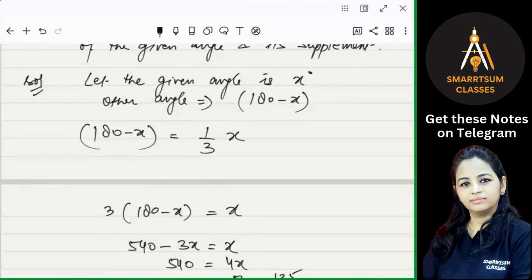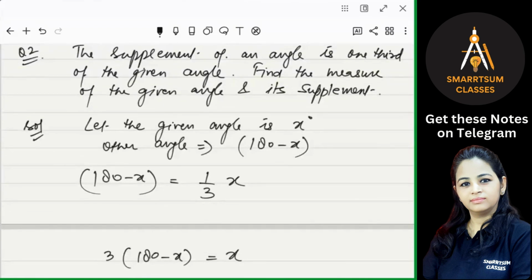So what we have done, we have assumed that the given angle is x, right? So if one angle is x and these are supplementary angles, the other has to be 180 degrees minus x, and the relation between the two angles is also given, that the supplementary angle is 1/3 of the angle. Means this supplementary angle is 1/3 of the given angle. So that's why we have written this equation and we solved it for x, and that's how we get the values. Is this clear? Yes.